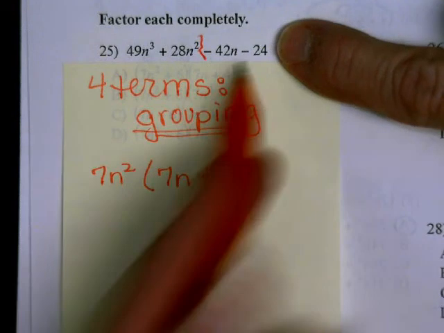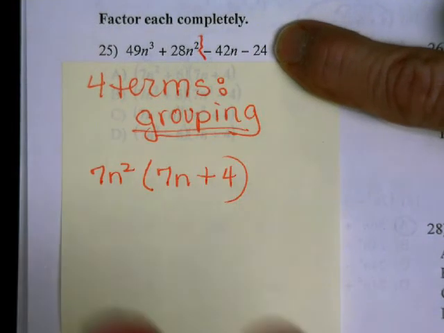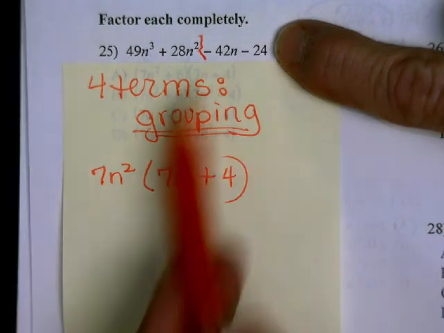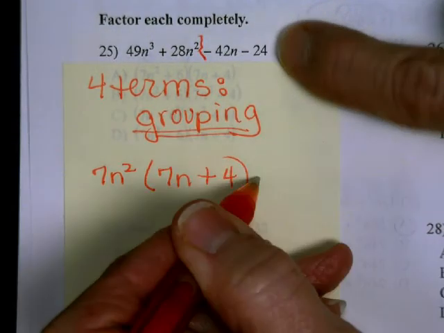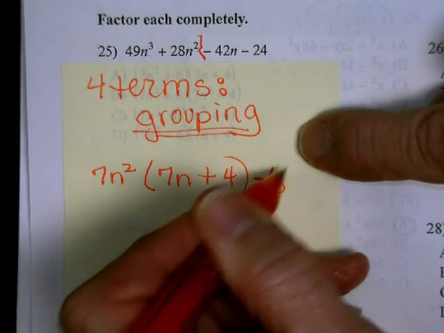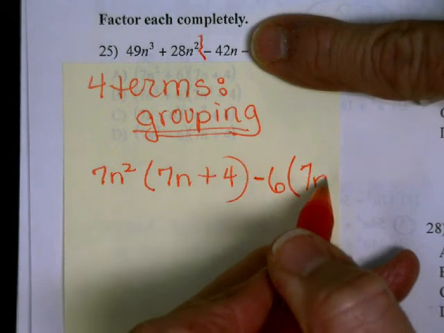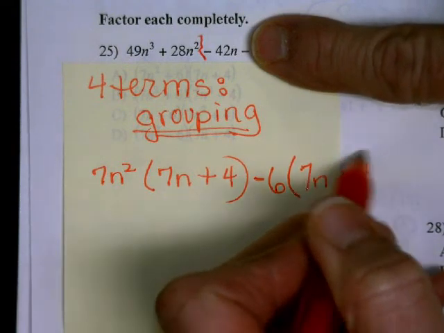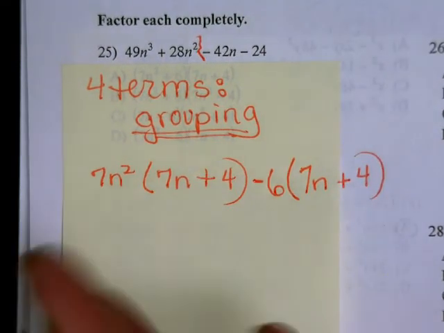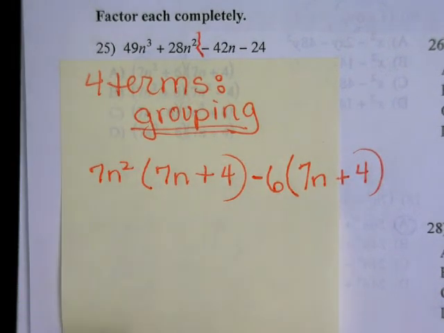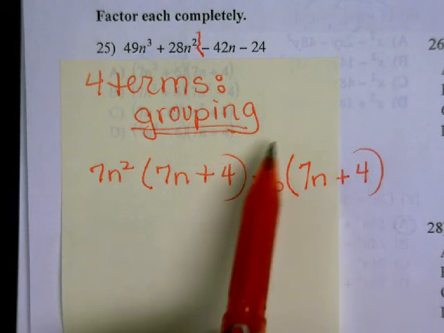How are you at dividing out a greatest common factor? Super, I hope. Okay, when you have 2 negatives, that means you usually take out a negative. So like these guys match. I see 42 divided by 7 is 6. So if I take out a negative 6, will that give me a match? And yep, 7N plus 4.